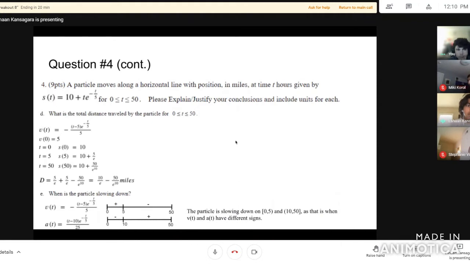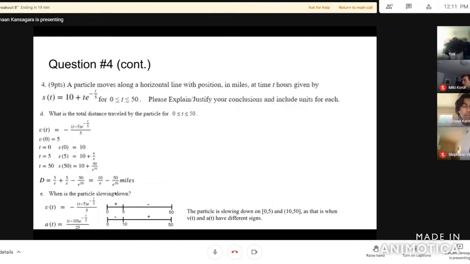And then for D, it was asking the total distance. So for this, I had to find the zeros of the velocity function. And to do that, I found when v of t was equal to 0, and that was at t equals 5. And then what I did was I plugged it into the position function, and then I just added the distances between each of the different times.